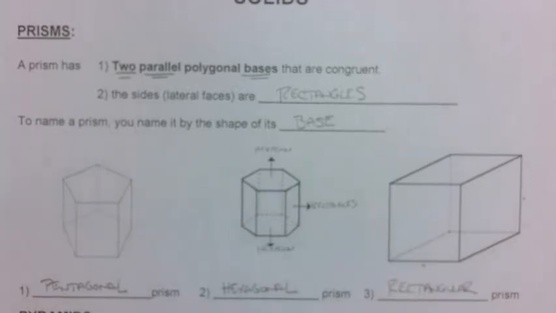So again, a prism has two parallel polygonal bases that are congruent to each other, and then the other sides are rectangles. And in order to name a prism, you will name it by the shape of its base.